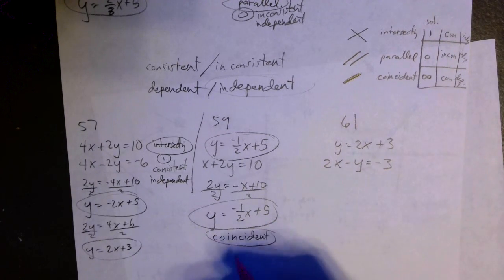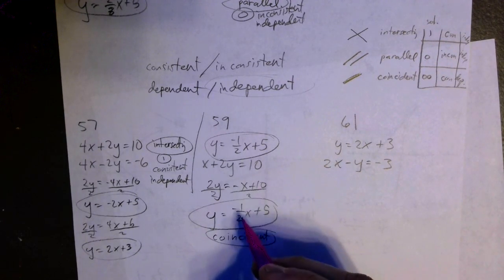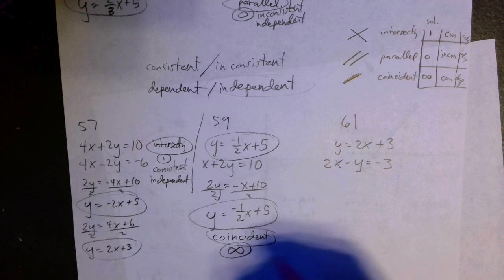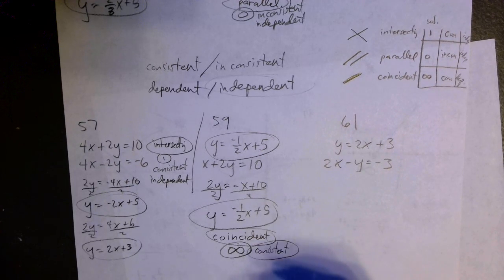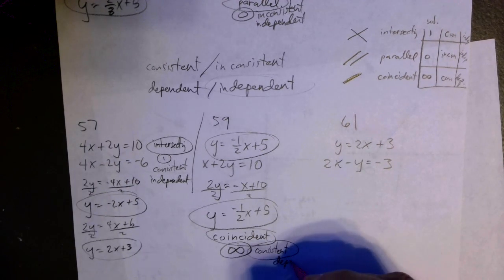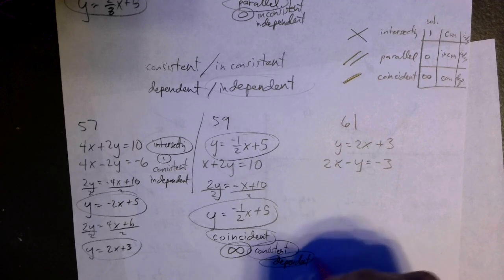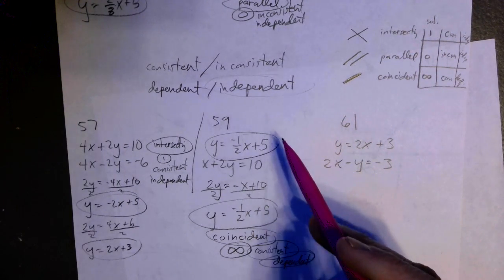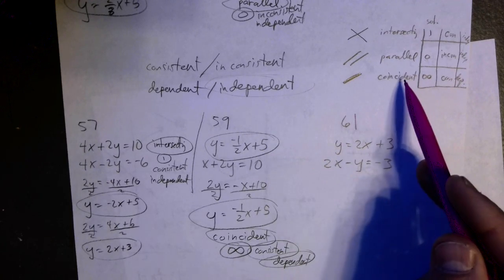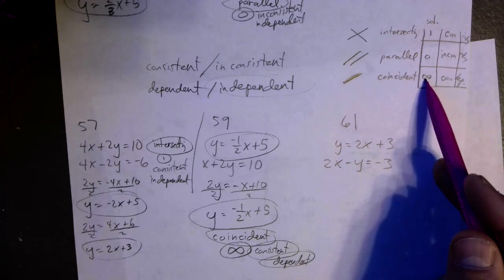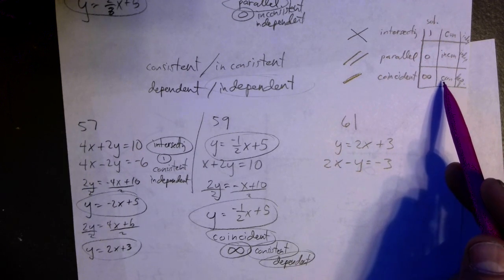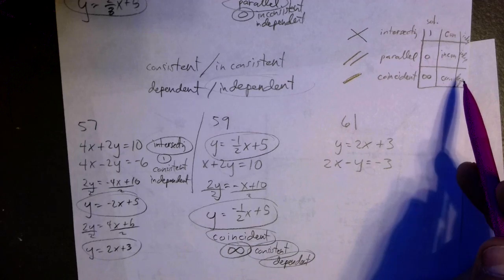Coincident lines are exactly the same line. There's an infinite number of solutions. They are consistent because they share at least one answer, one solution, and they are dependent because all the answers or solutions of one are also the solutions for the other. So coincident lines, lines on top of each other, have an infinite number of solutions, are consistent, and dependent.